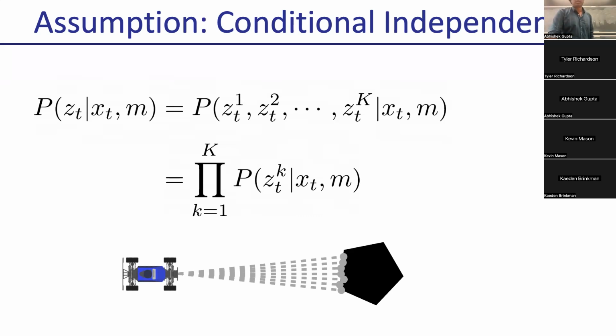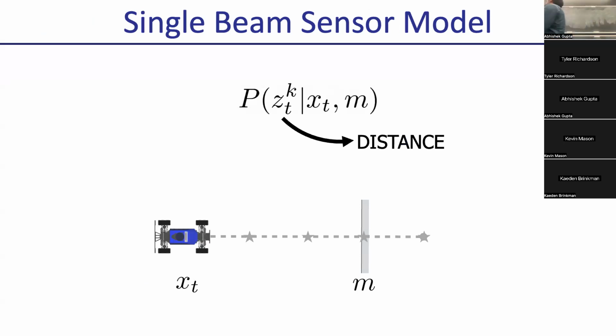Right, so it's quite simple, but essentially what you want to do is shoot these laser beams out in different directions and treat them as independent. And then we want to define what this likelihood is for every laser beam.